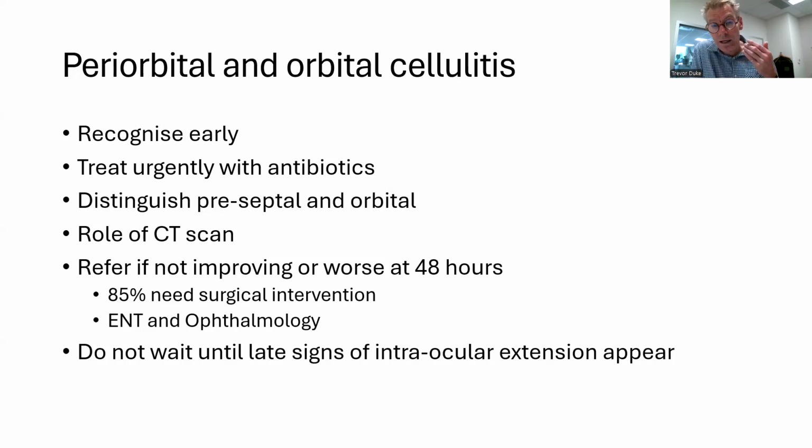We need to make every effort to distinguish between pre-septal and orbital cellulitis, pre-septal and post-septal cellulitis. The role of CT scan is very important. If things are not going right, then refer the patient for a CT scan, and refer if the child's not improving, or if they get worse at 48 hours, because 85% of them will need surgical intervention either by ENT or by ophthalmology or both. And let's not wait until those late signs of intraocular extension or neurological complications appear if we can.